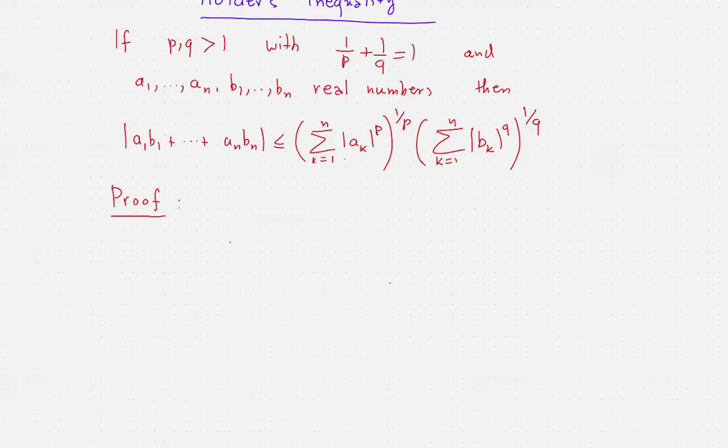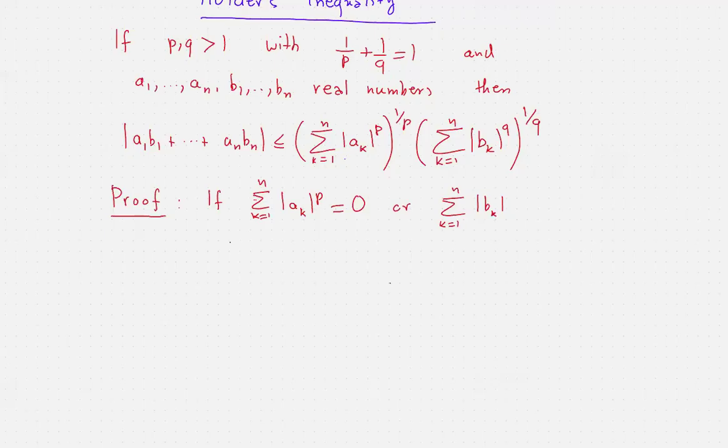if the sum from k equals 1 to n of |ak|^p is equal to 0, or the sum from k equals 1 to n of |bk|^q is equal to 0, if one of them is 0, then there is nothing to prove.